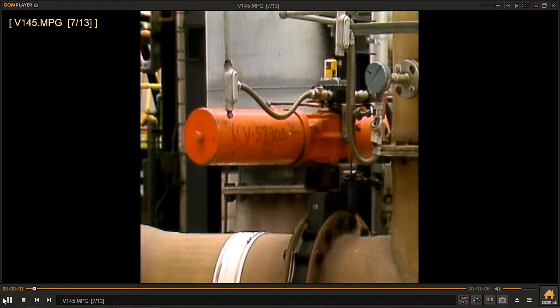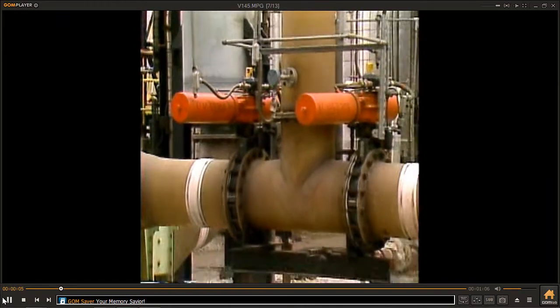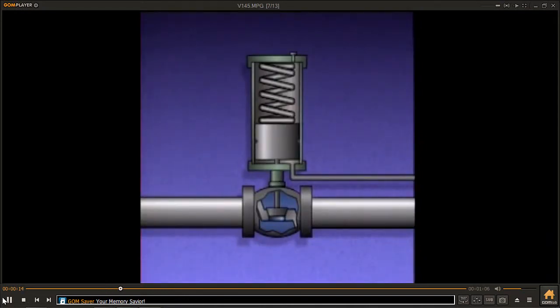Some valves require relatively long stem travel or a large amount of force to be positioned. In these situations, a piston actuator is probably more suitable than other types of actuators. This is one type of piston actuator.